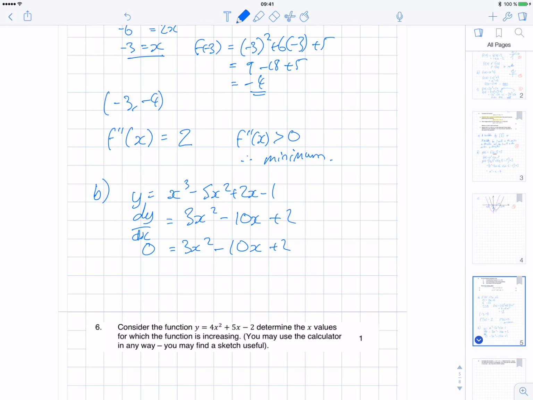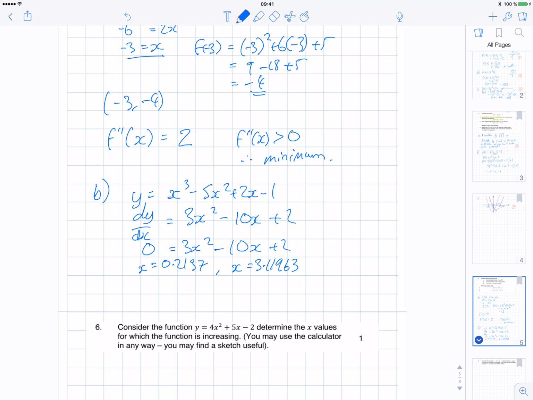So insert a new problem. On the calculator, I'm going to do solve, open brackets, 3x squared minus 10x plus 2 equals 0, comma x. And it's given me some lovely numbers here. So I could use the exact, but I'm going to round it. So x is equal to 0.2137, or x is equal to 3.11963.